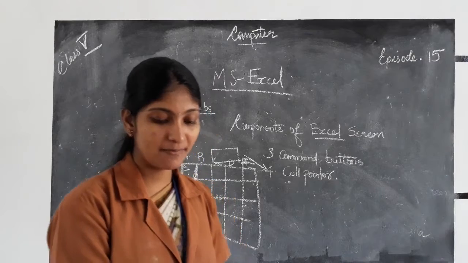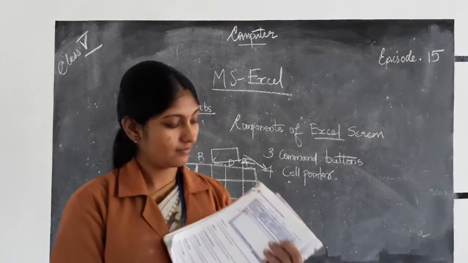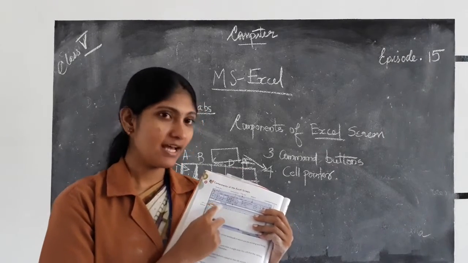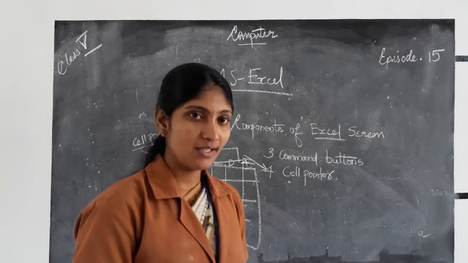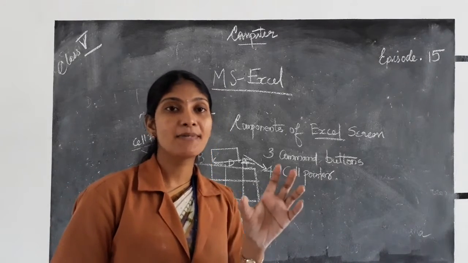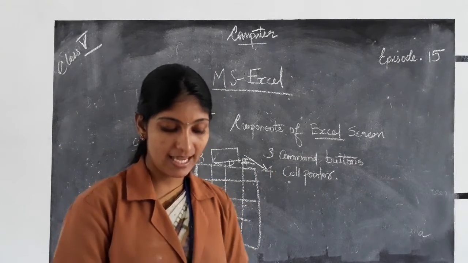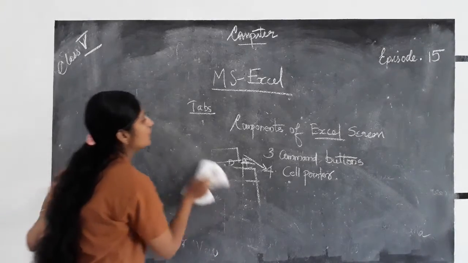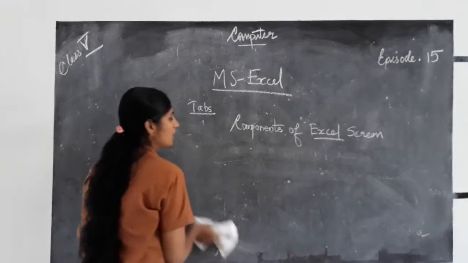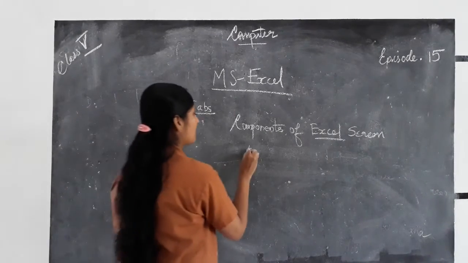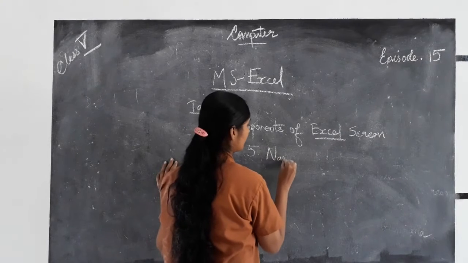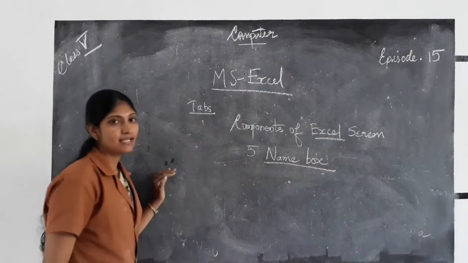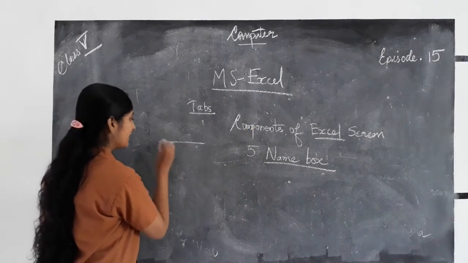So here look at the picture. This is cell pointer. Then name box. Name box means when we click a particular cell, the address of that cell will appear on the name box. The name box shows the name of the active cell. So the fifth component of Excel screen is name box. That means here there is a space.